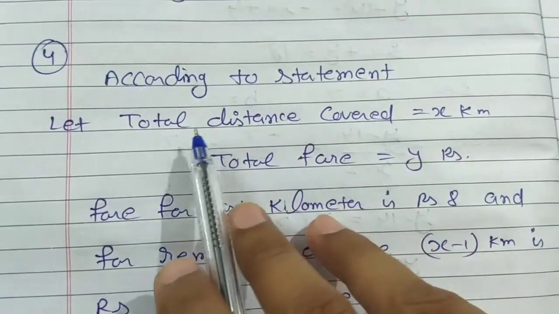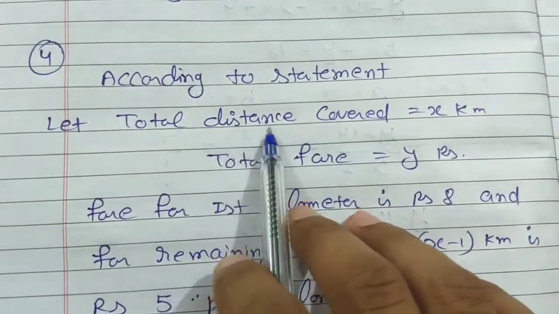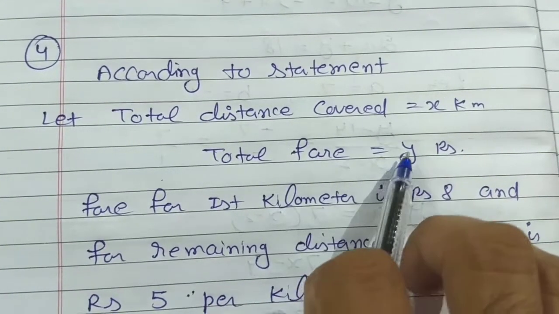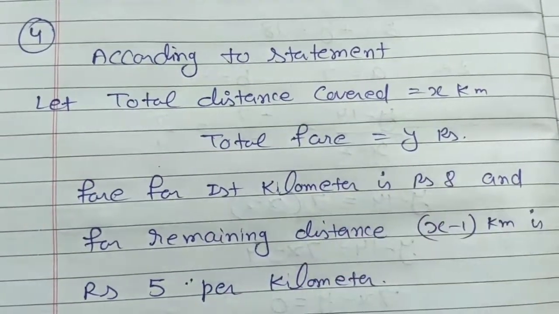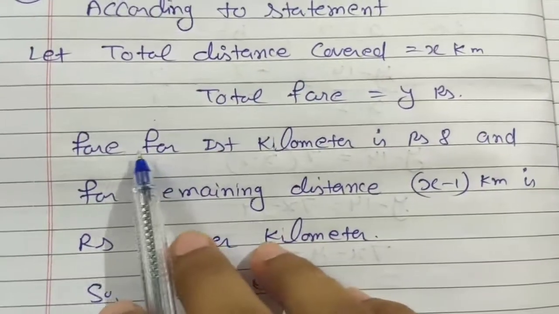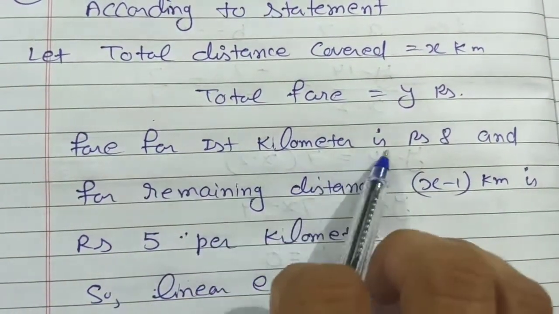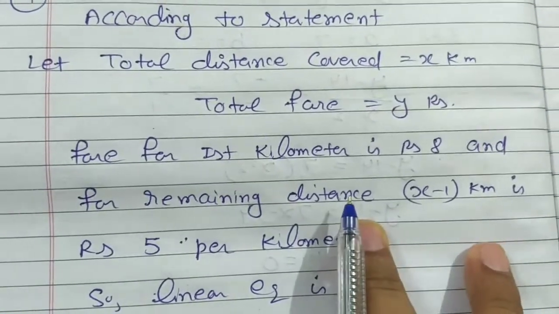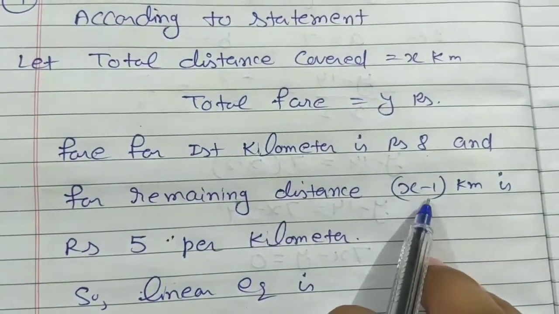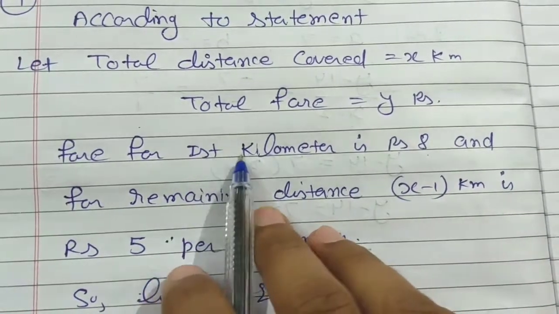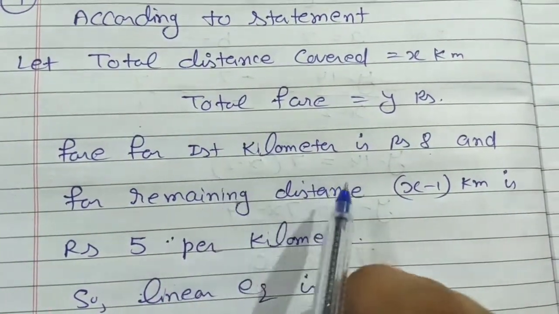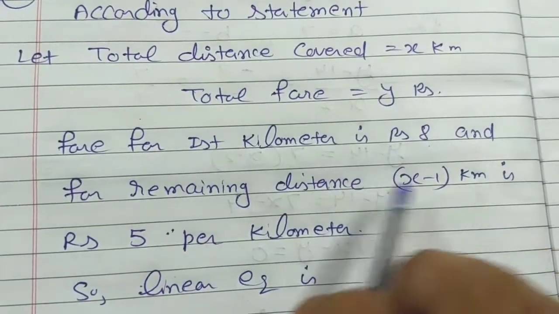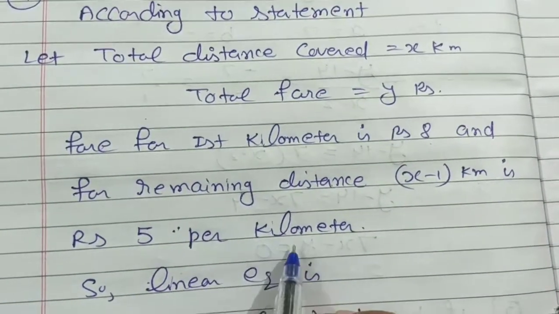According to the statement, let the total distance covered be x kilometers, and the total fare be y rupees. Then the fare for the first kilometer is ₹8, and for the remaining distance, what will our remaining distance be? That is x minus 1, because the first kilometer will be covered. Its charge is ₹5 per kilometer.